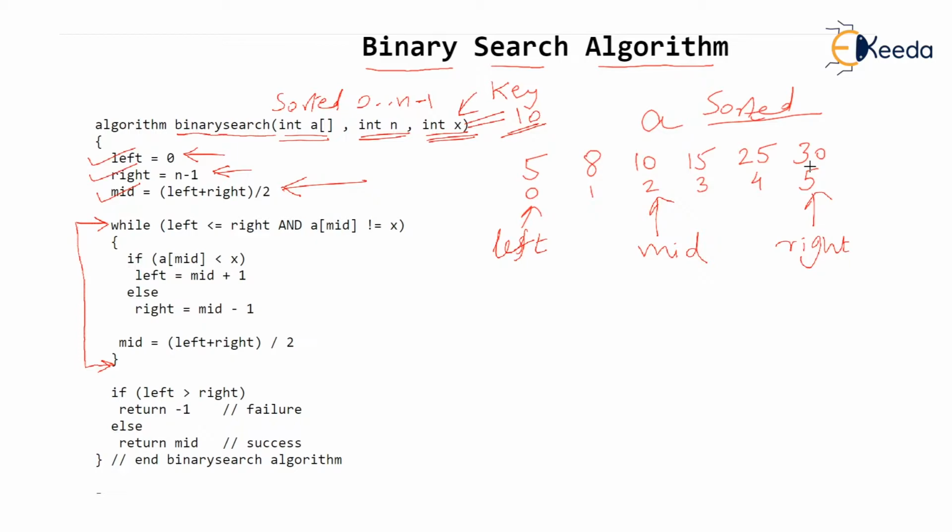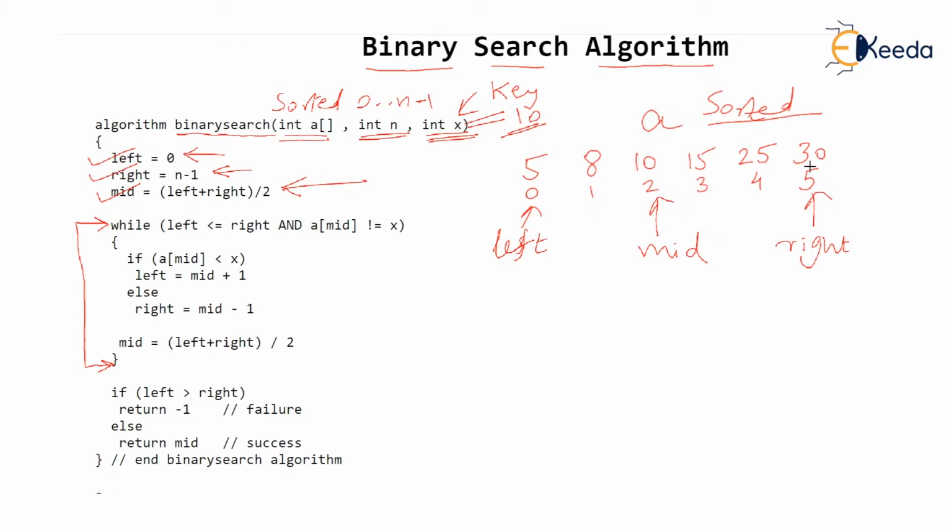And the while loop will continue as long as a of mid is not equal to x. Now notice this is one of the features of search algorithms. Whenever we write any search algorithm, not equal to is our favorite operator. It is obvious that when we search for something, we search till it is not found. But when the value is found, we stop. That means the ideal condition in the while loop is while a of mid is not equal to x.